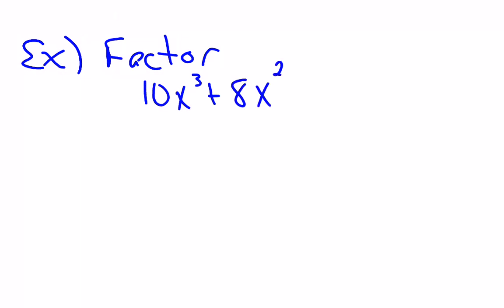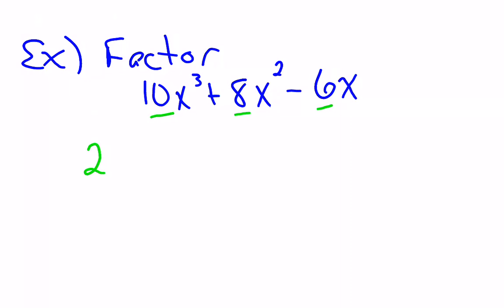Next example. Again, we want to factor, and we want 10x cubed plus 8x squared minus 6x. So we have three terms here that we want to look at. The first thing we want to look at is our coefficients, so 10, 8, and 6, and figure out what is the biggest thing that I can pull out of all of those. And in this case, it would be a 2.